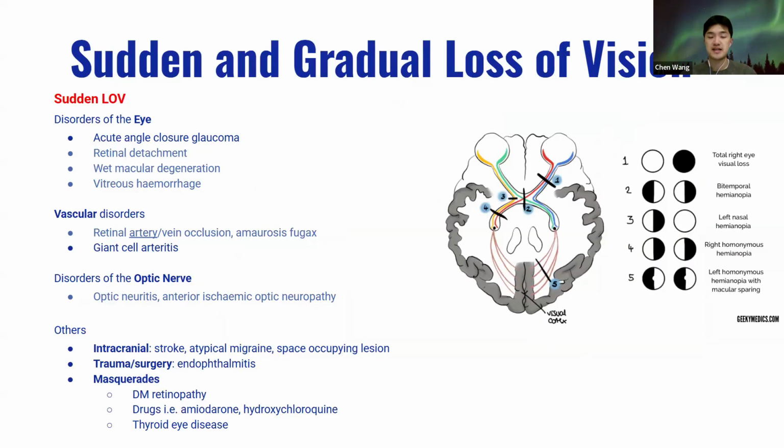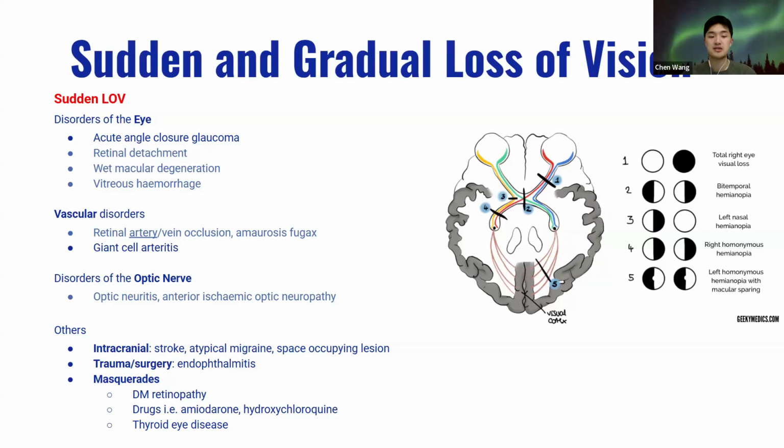Another category is the vascular disorders. So these are things like retinal artery or vein occlusion, amaurosis fugax, and giant cell arteritis, and also disorders that directly affect the optic nerve. The most important one is optic neuritis.